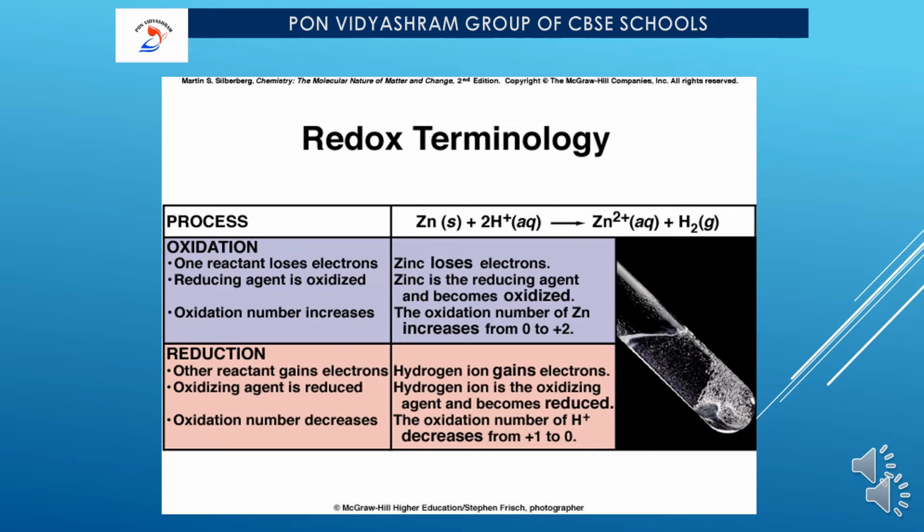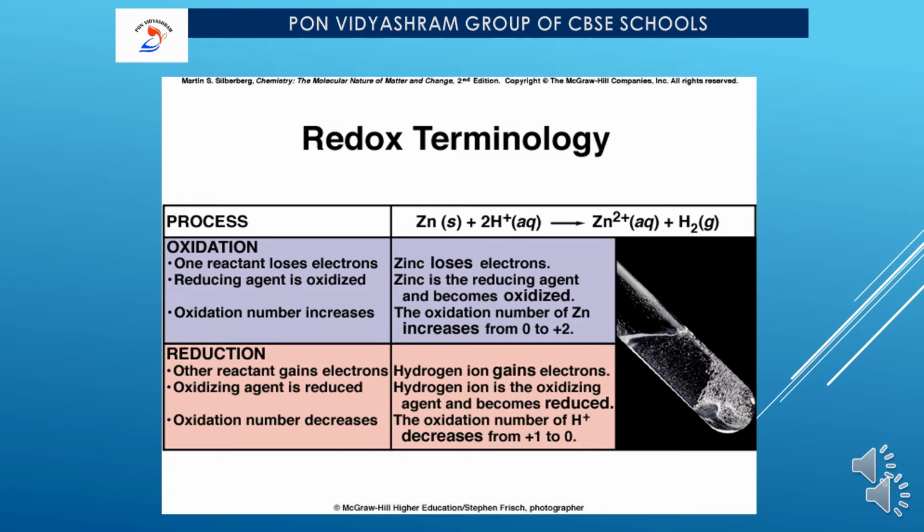So, zinc loses electrons, zinc is a reducing agent and becomes oxidized. The oxidation number of zinc in the beginning is 0, and it increases from 0 to 2, whereas under reduction, in the second half reaction, hydrogen ion gains electron.